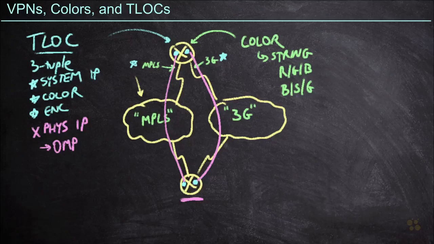In other words, the goal is going to be to form a full mesh of adjacency among my different T-locks. The problem with this is that in our case here, where we have MPLS on the left and 3G on the right, there's no way for me to connect through the MPLS circuit and attach to the other side via 3G.